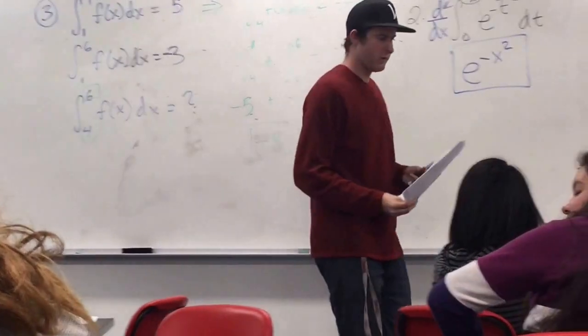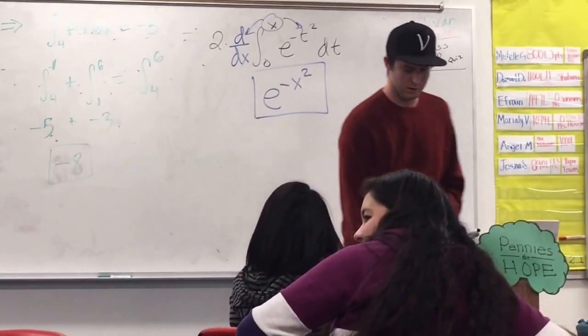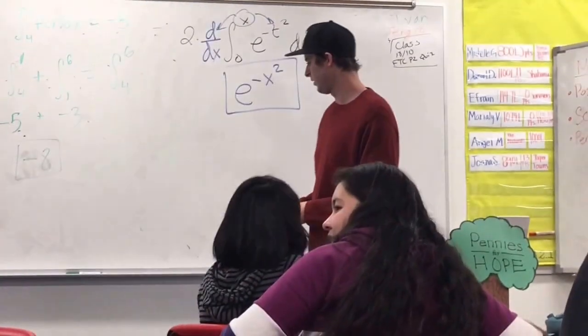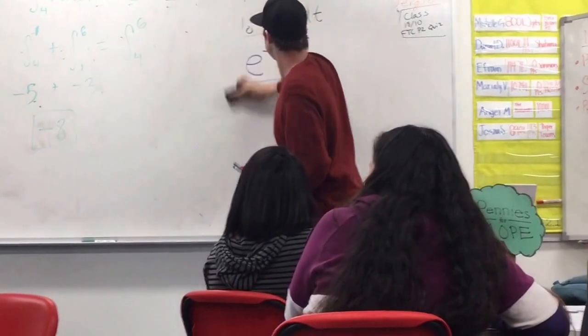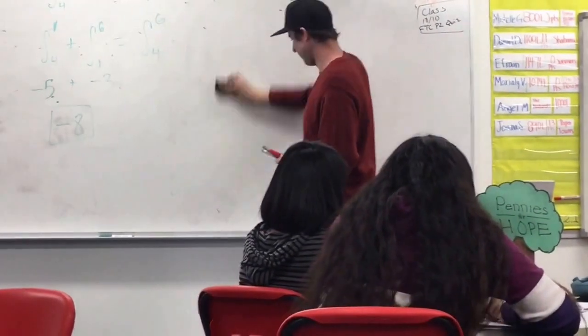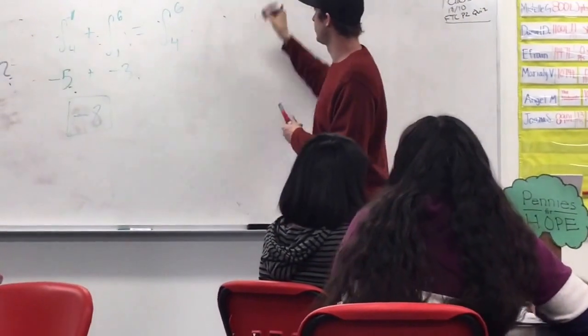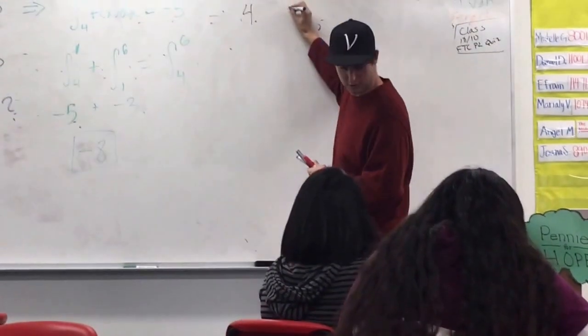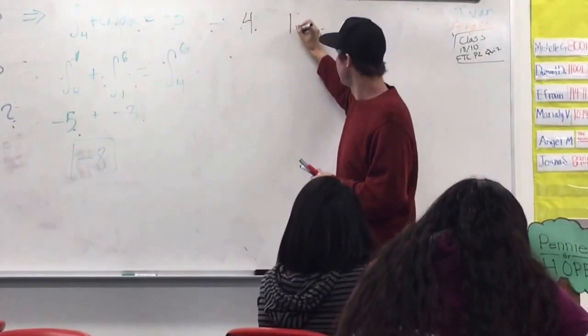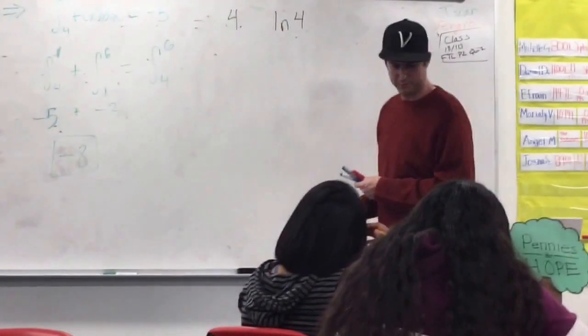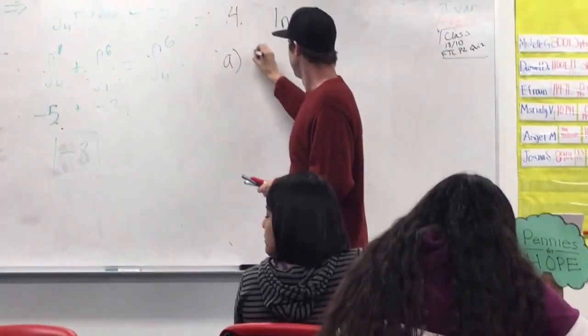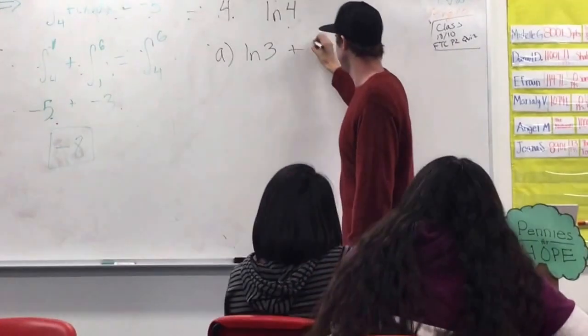Next one. This next one was just a little bit tricky, and that was the question that said which is equivalent to ln of 4. So basically, which one of these has an answer of ln of 4? And it gave you ln of 3 plus ln of 1.